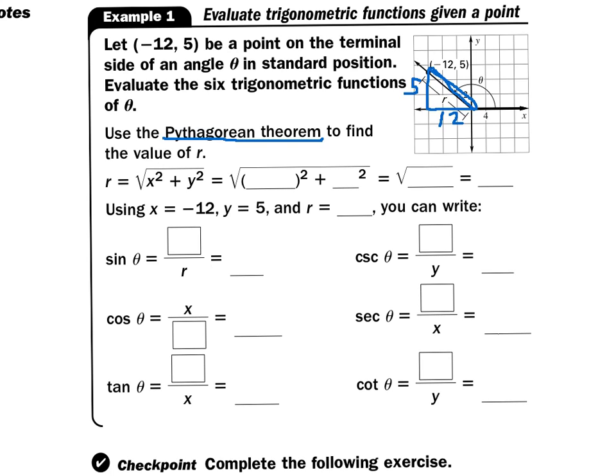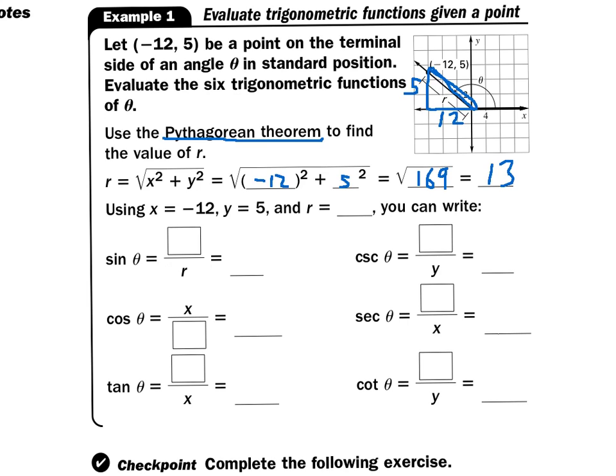If I'm trying to find my r, then I simply put in the x and the y. The x happens to be, in this situation, negative 12. Well, when I square it, it won't matter. And the y happens to be 5, so that's 5 squared. Negative 12 squared is 144, plus 25 is 169. The square root of 169 is 13.